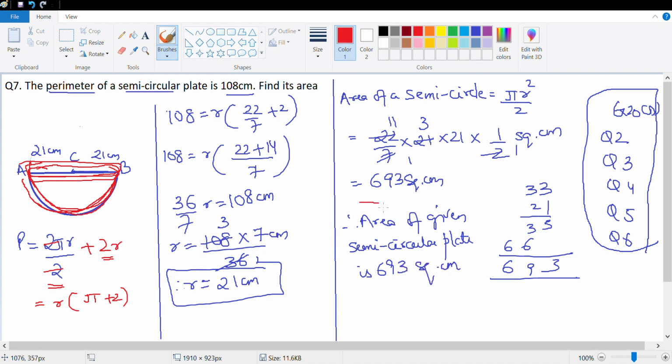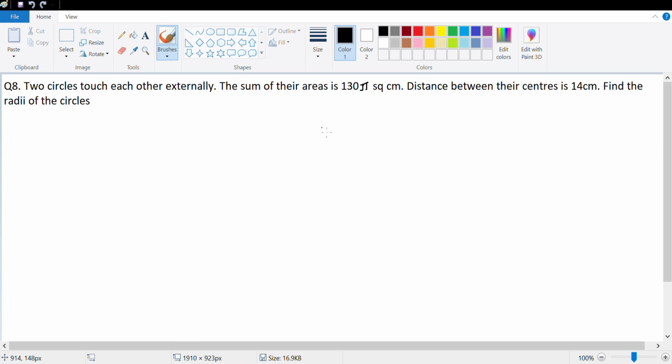Perfect. So interesting question to the extent that they wanted us to realize that the perimeter will not just be the pi r, but it will be pi r plus 2r. Perfect. Let's look at the next question. The next question that we do is question number 8.